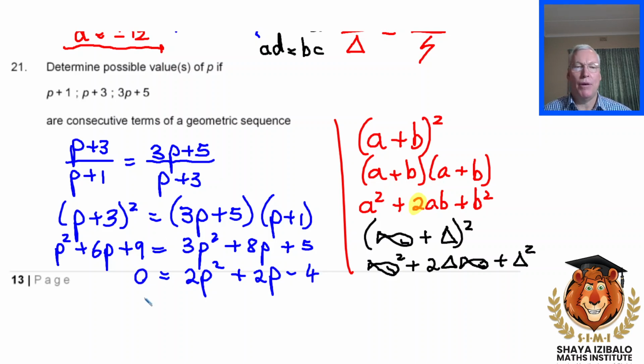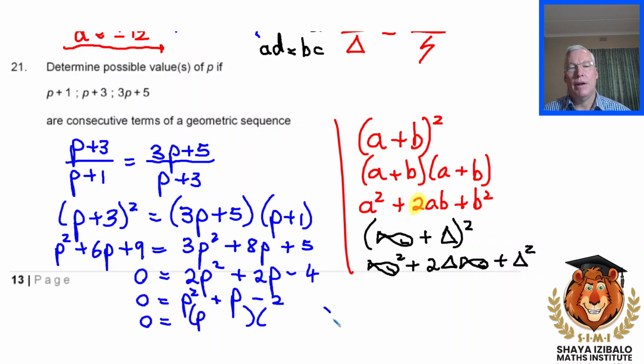Now, let's divide both sides by 2, and we get p squared plus, sorry, not plus 2p, plus 1p, we're dividing by 2, minus 2. Right, now this can factorize. This might be something that you don't necessarily remember all that well, but this can factorize to (p )(p ).